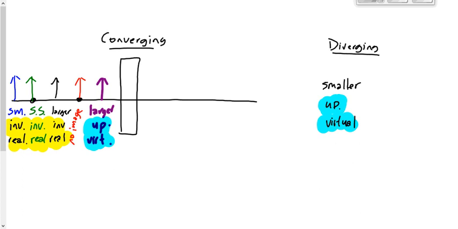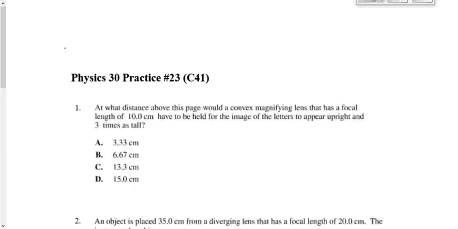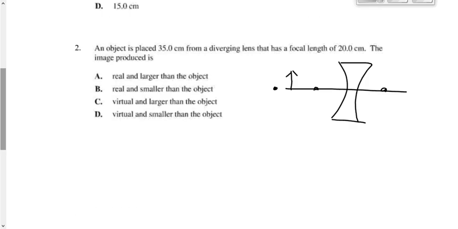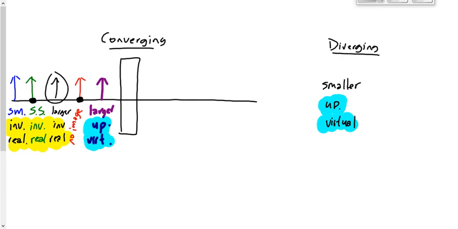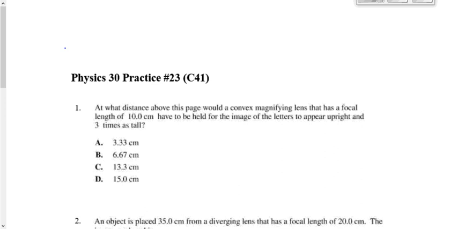If we have an object that's placed midway between F and 2F, the image characteristics would be larger inverted real. So either of those ways give us an answer that is, sorry, made a mistake here. What was my mistake here? What did I mess up on?